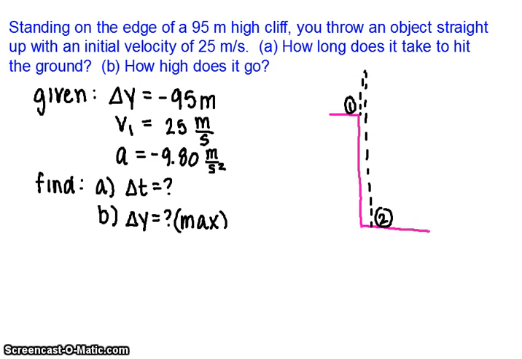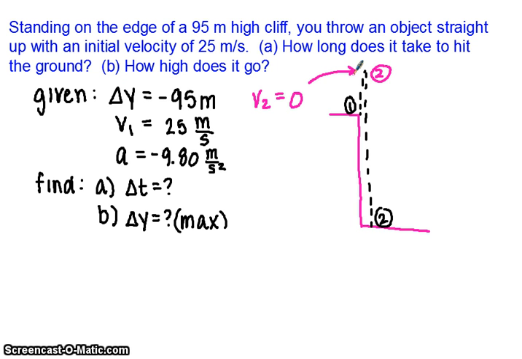For the second part of this problem, we're looking for the maximum height. So you notice you're not going to use the negative 95 as a given because we're looking for delta y. The negative 95 is how high the cliff is, but we're trying to find where this goes at the highest point. So instead of using that as a given, we're going to use the fact that at the maximum height, we have a velocity momentarily of 0, and that would be v2. In this case, our position 2 is at the highest point.